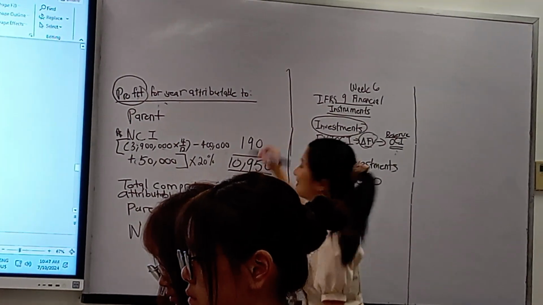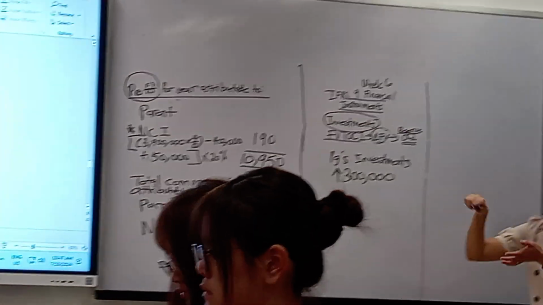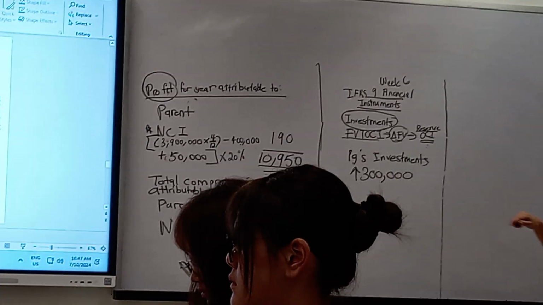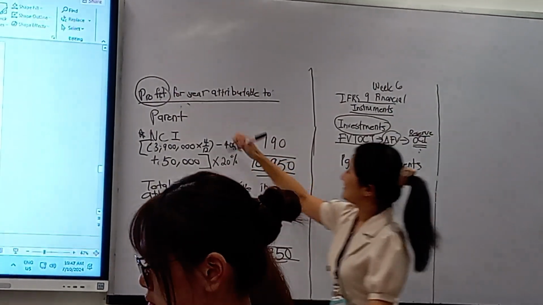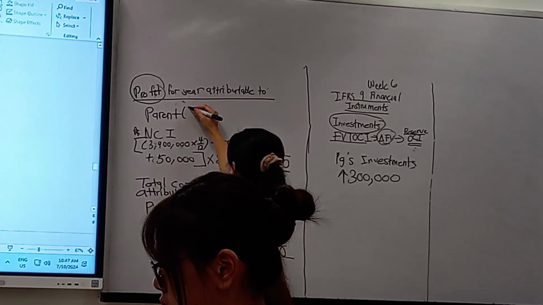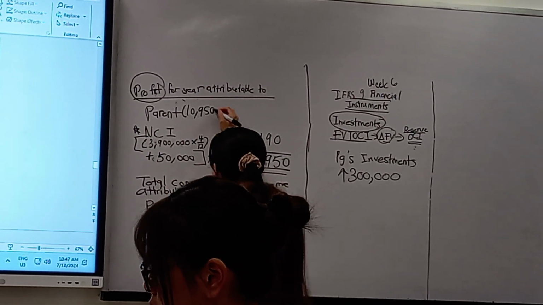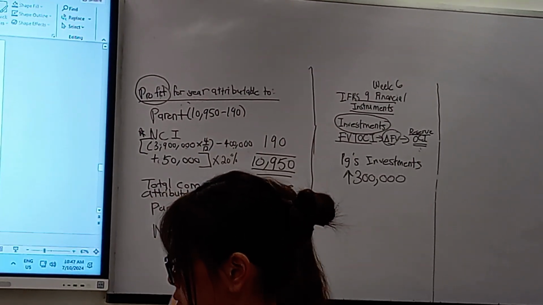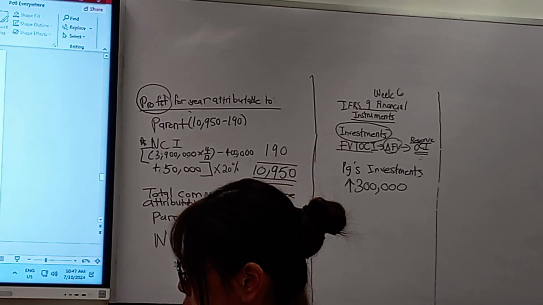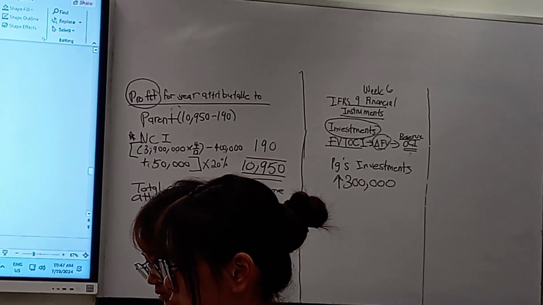Because we are running out of time, I will give you the answer. The answer is 190. If you punch it correctly into your calculator, you will get 190. And then after that, for the parent, just find the remaining difference. So that will be 1076.